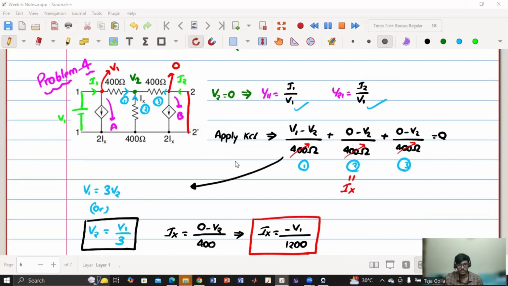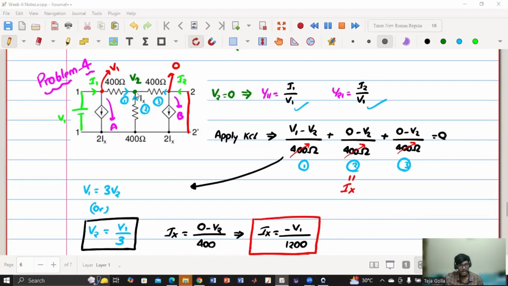Sir, here, when the IX is falling, how did you get that V2? This one. Are you asking about this one? Yes, sir, in the part one. Okay.